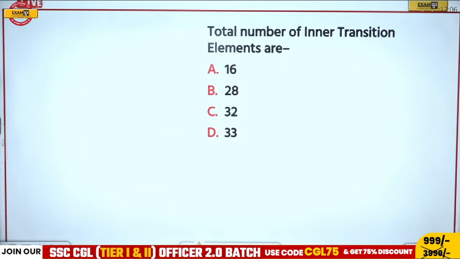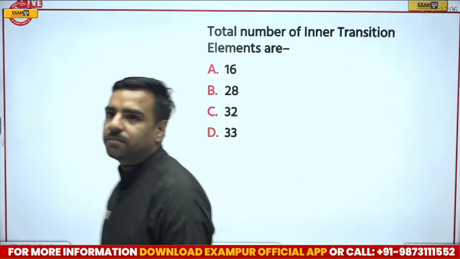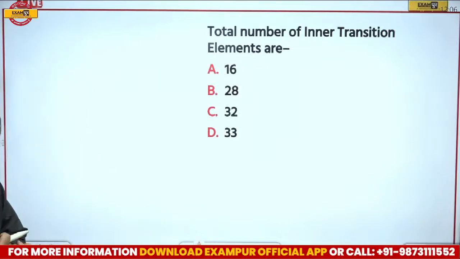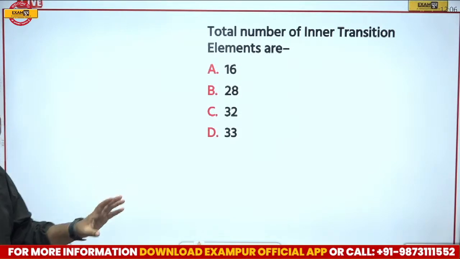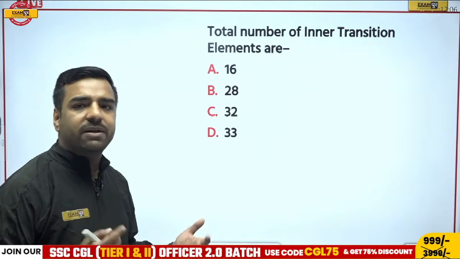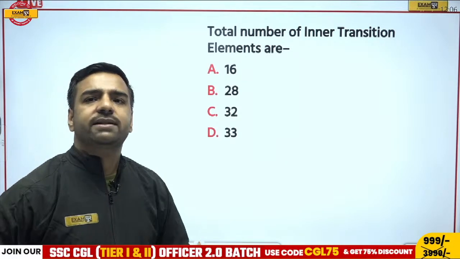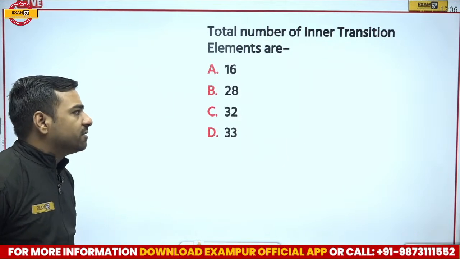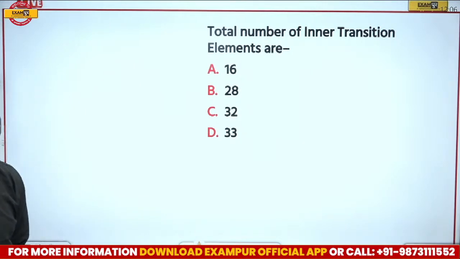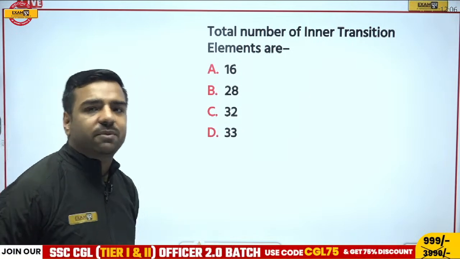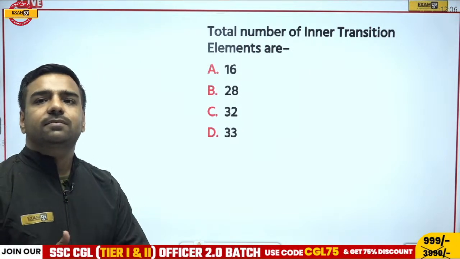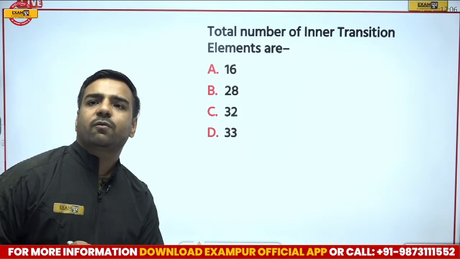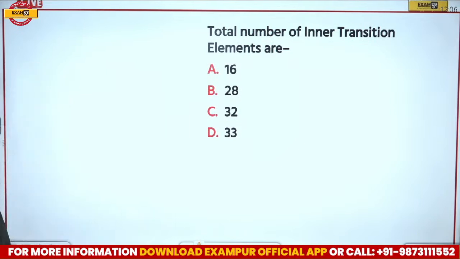Next, total number of inner transition elements are dash. So we have four options here. Now, this question is from the CGL part actually, but since it can be asked, I have kept it here. Let's see who can answer this. The number of inner transition elements, so what is that number? Then I'll explain what these particular elements are. Answer please. Vikram, Madhana, Abhijit, Akhileshwar. Can you answer this part?